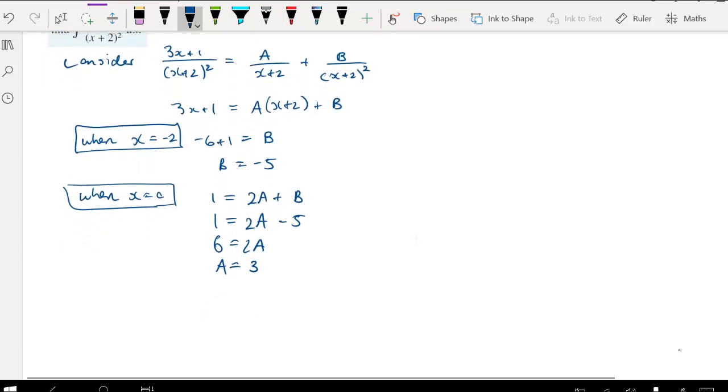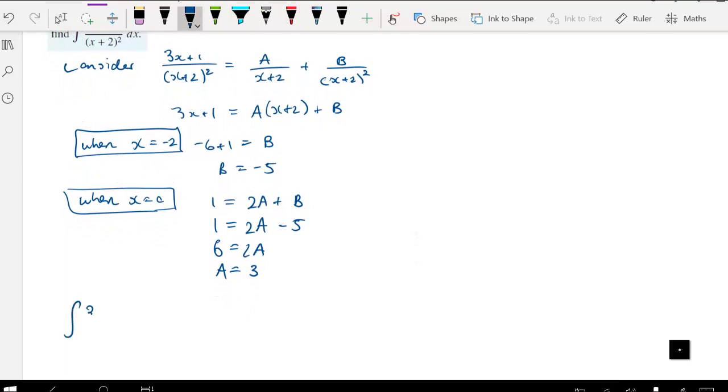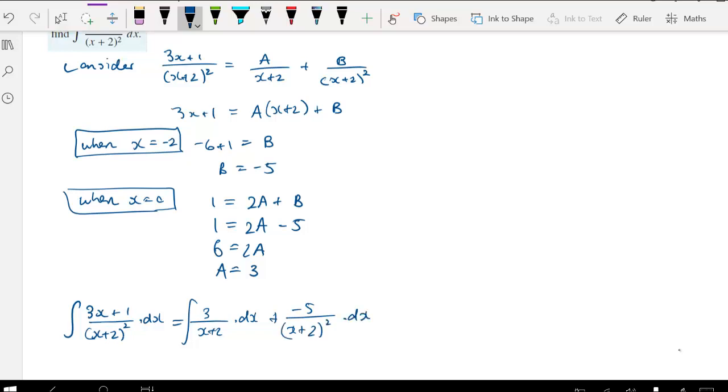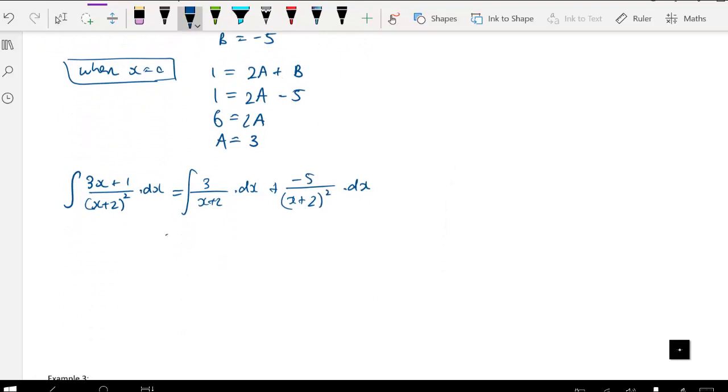So now we can say that the integral of (3x + 1) on (x + 2) squared dx is equivalent to the integral of 3 over (x + 2) with respect to x, and the integral of -5 over (x + 2) squared with respect to x. So two different integral approaches here. This becomes 3 times the integral of 1 on (x + 2) dx. So this is a special quotient, nice and easy.